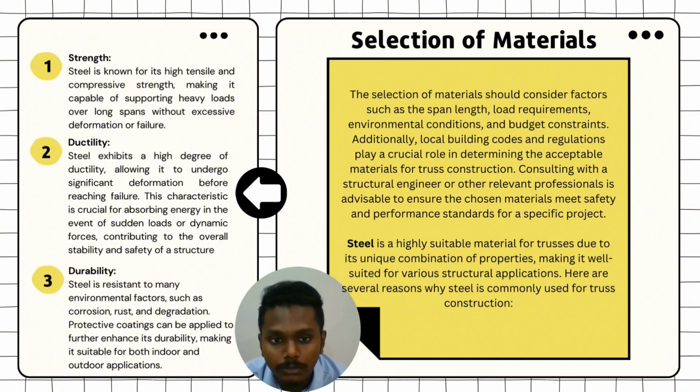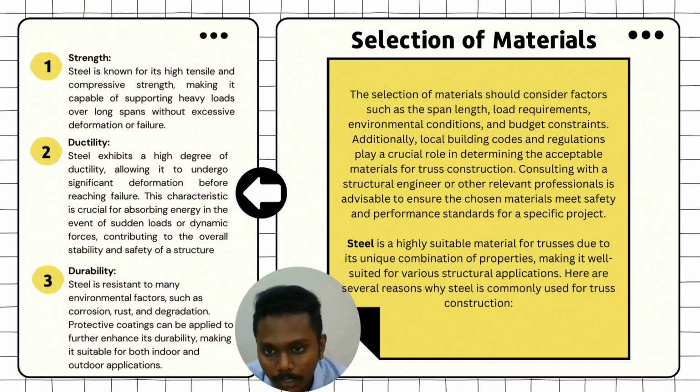The selection of materials should consider factors such as the span length, load requirements, environmental condition, and budget constraint. Additionally, local building codes and regulations play a crucial role in determining the acceptable materials for truss construction. Consulting with a structural engineer or other relevant professionals is advisable to ensure the chosen materials meet safety and performance standards for a specific project. Steel is a highly suitable material for trusses due to its unique combination of properties, making it well suited for various structural applications.